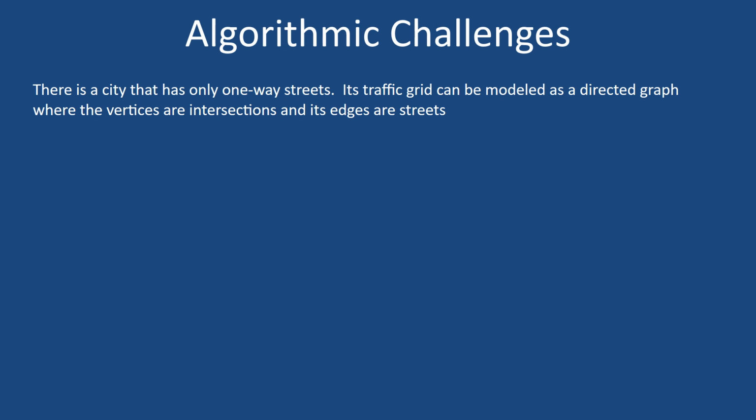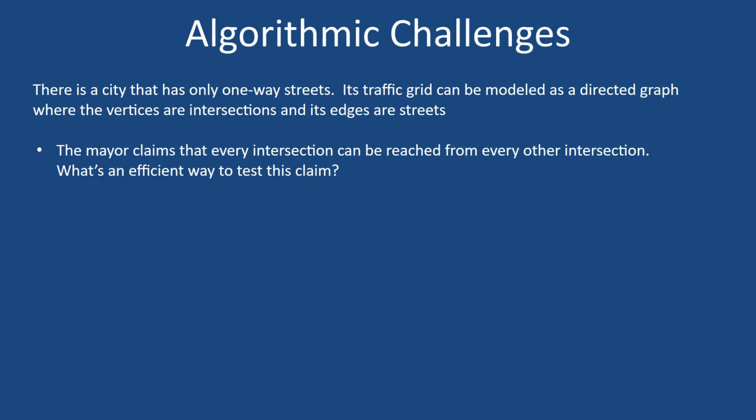All right, so there's a city that only has one-way streets. So you could model the traffic grid as a directed graph. The vertices would be intersections. The edges would be street segments connecting the intersections. The mayor claims that every intersection can be reached from every other intersection. That's a good property to have in the city. You can get anywhere from anywhere. What's an efficient way to test this claim?